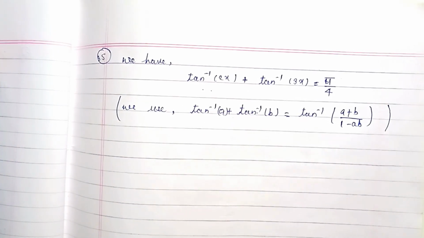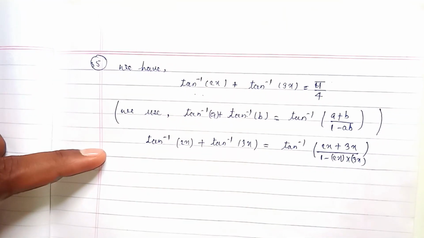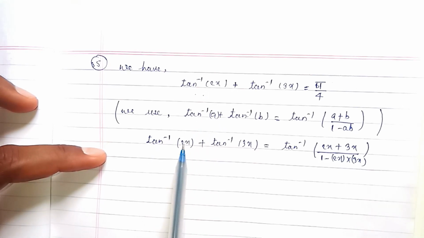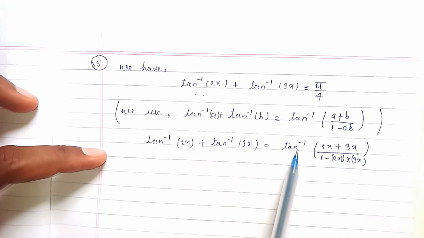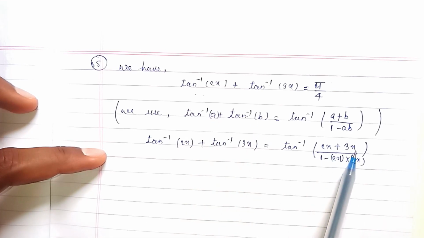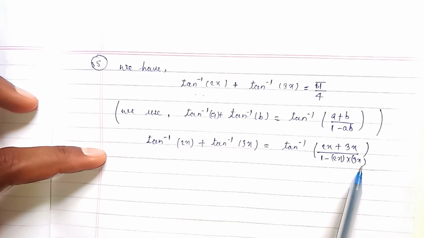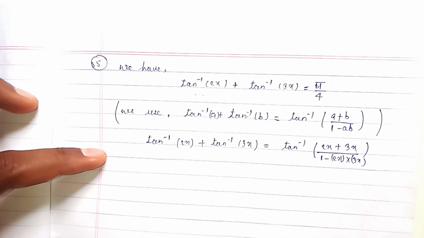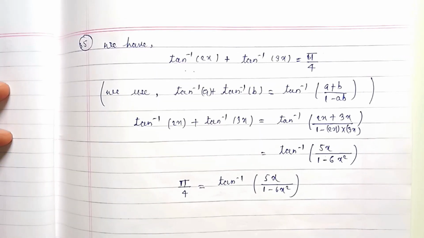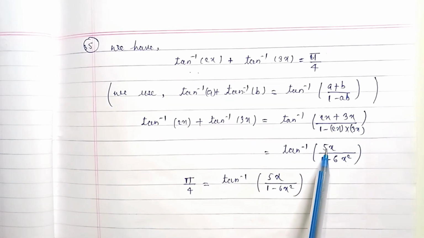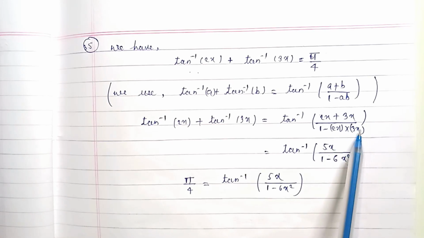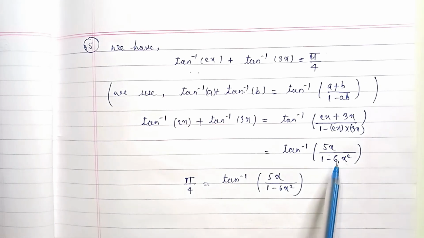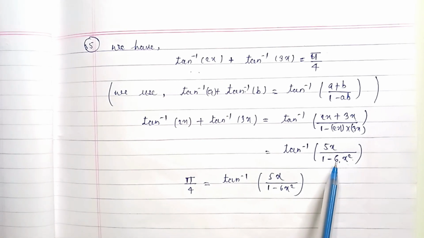Applying this result to our example makes it easier to get the required answer. Tan inverse of 2x plus tan inverse of 3x means tan inverse of A plus B, that is, 2x plus 3x upon 1 minus 2x into 3x. We add 2x plus 3x to get 5x. In the denominator, 1 minus x multiplied by x is x square, and 2 times 3 is 6, so 1 minus 6x square is the denominator.